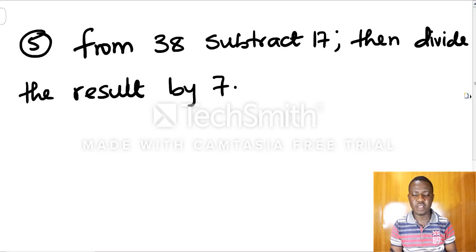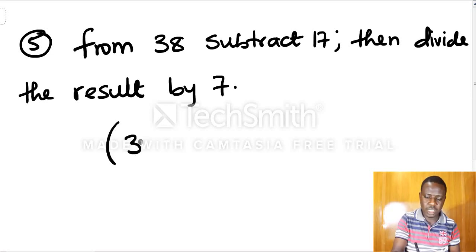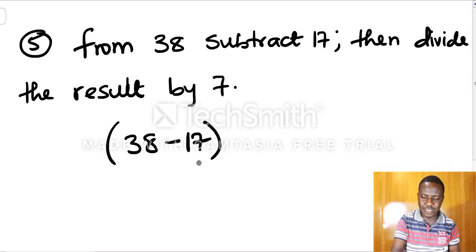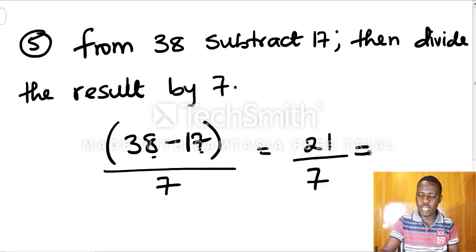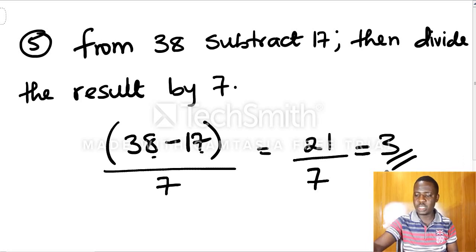Question 5 says from 38 subtract 17. That is 38 minus 17. Then divide the result by 7, which is equal to 38 minus 17. 8 minus 7 is 1. 3 minus 1 is 2, so 21 divided by 7. And 21 divided by 7 is said to be 3. So 3 is your answer.